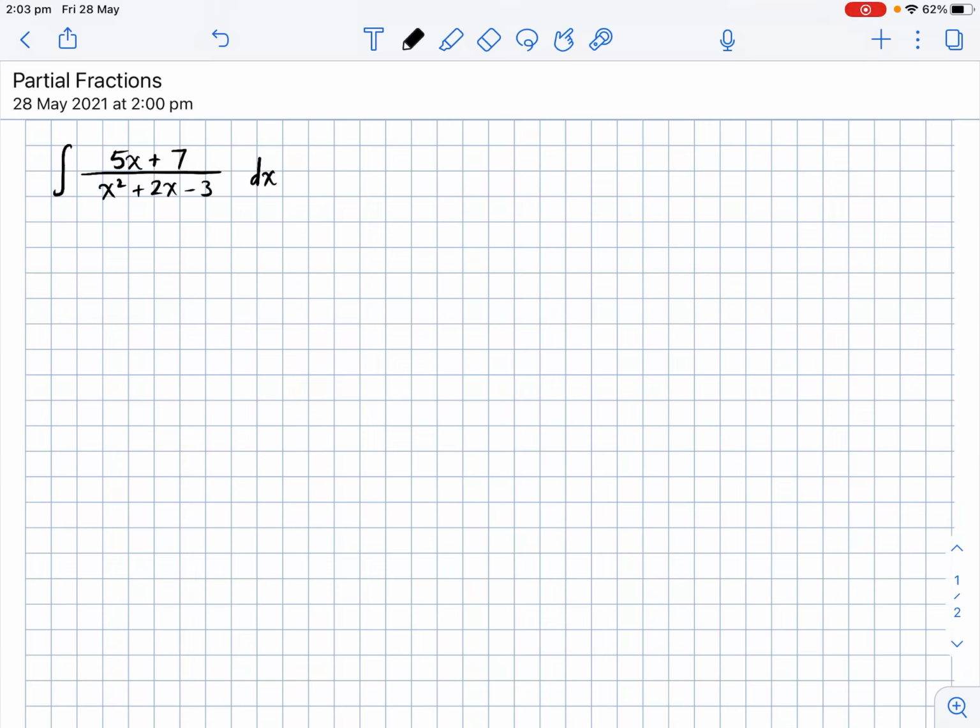Hi folks, in this video we're going to have a look at how we can integrate more complex fractions like this one that we can see on the screen. At the moment this is a big mega fraction. We've got a linear part on the top line, a quadratic on the bottom line, and we don't have an anti-differentiation quotient rule or anything like that that we can use.